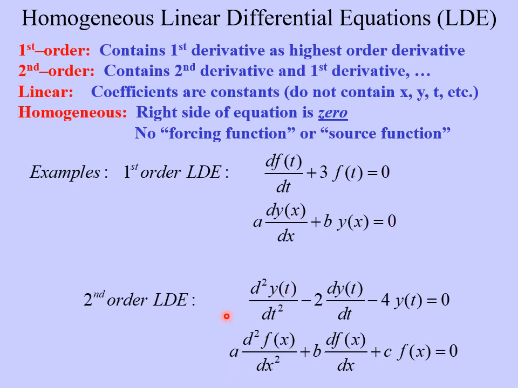Down here are some examples of second order linear differential equations that are homogeneous. Notice in both these examples, we see a second derivative, which is the highest derivative, but there's also a first derivative. This makes it a second order equation because of that second derivative. So it's pretty basic terminology. These are both linear because all the coefficients are just constants, and both homogeneous because the right side of these equations is 0.